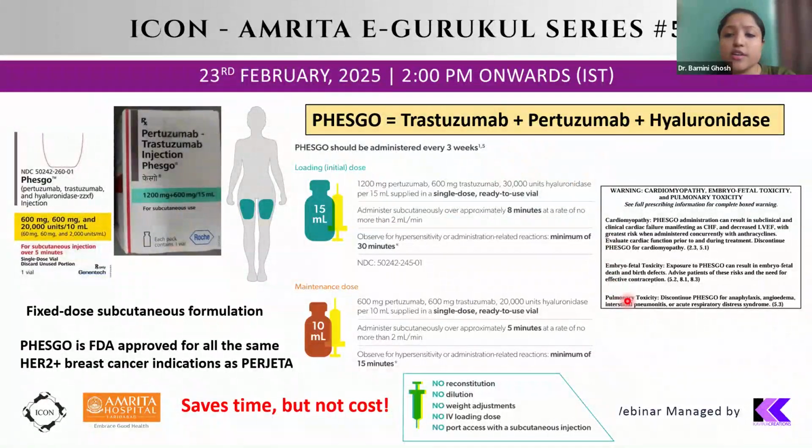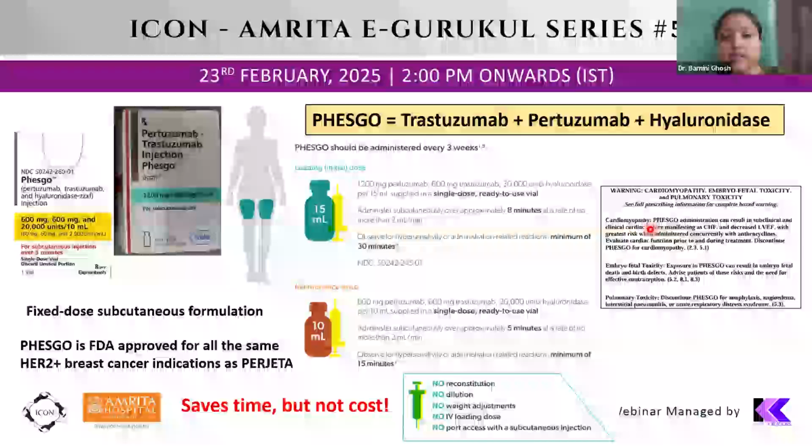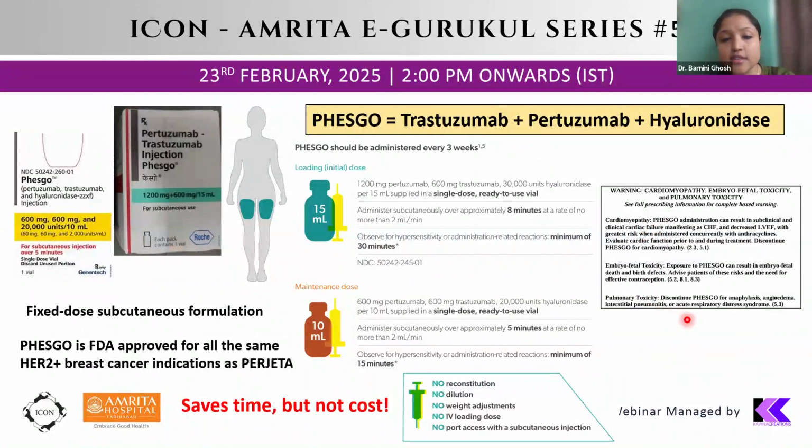So what are the boxed warnings for these drugs? Once again, there is a risk of cardiomyopathy and pulmonary toxicity like pneumonitis or ARDS, and these drugs may also cause embryo-fetal toxicity. What are the advantages of this formulation? Reconstitution or dilution is not required. No dose calculation is required. It has a flat dose. IV cannulation is not needed. It can be given subcutaneously, which is very convenient and saves a lot of time, but it does not save the cost, as this is a very costly formulation.